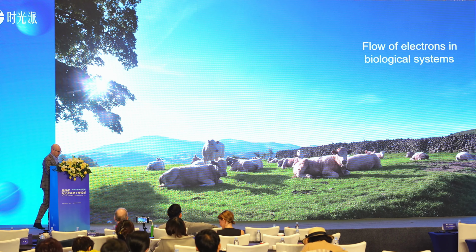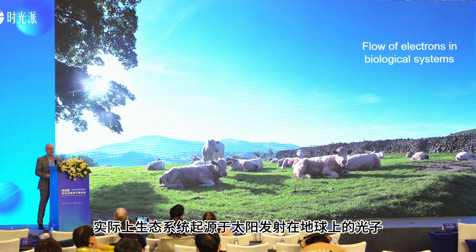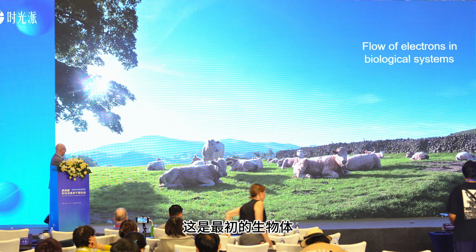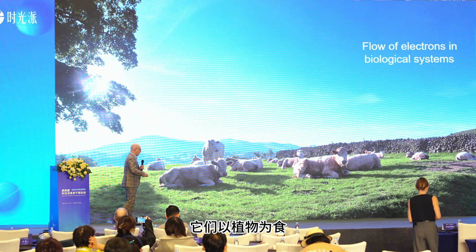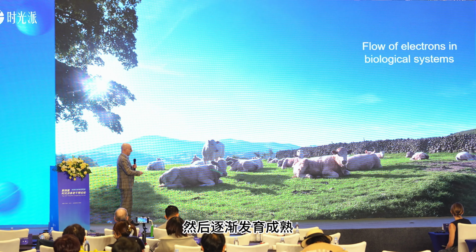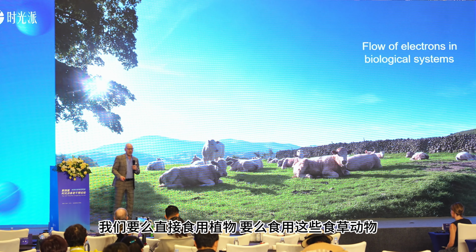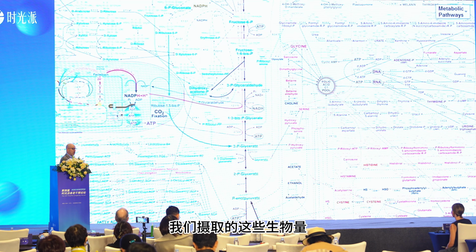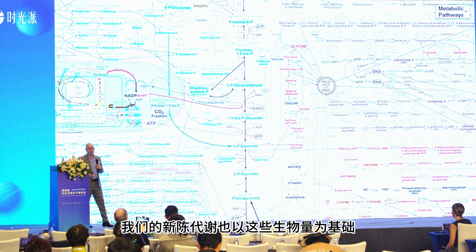Now, what you might not realize is that there's a flow of high energy electrons in all living things. So really, the system starts with the sun and distribution of photons that land on planet Earth and grow plant matter, right? And so that's living stuff. And then the animals come along, and the animals eat the plants. They eat the protein, fat, and carbohydrate in the plant matter, and they grow entire animals. Then we come along, and we either eat the plants directly, or we eat the animals that eat the plants. And from that biomass that we're taking, whose energy came from the sun, we run metabolism, right?